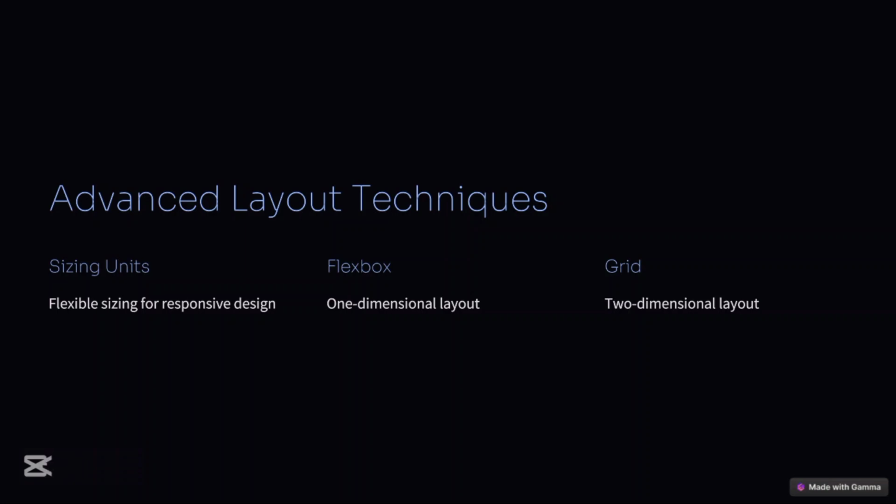And then from there on, we are going to look at what we call advanced layout techniques. For example, the sizing units. Now, we have flexible sizing for responsive design. For example, when building an application, you want to ensure that your web page can be well laid out on a big screen such as a desktop, and that the same web page should be well laid out and responsive on small screen devices such as mobile phones, tablets, or even a smartwatch. Sizing units will help you with that because they make it flexible.